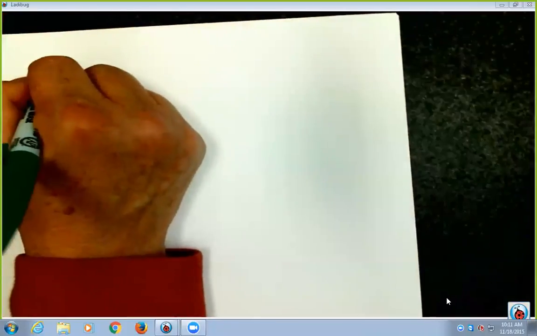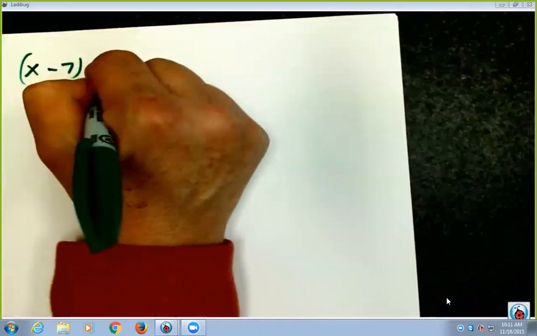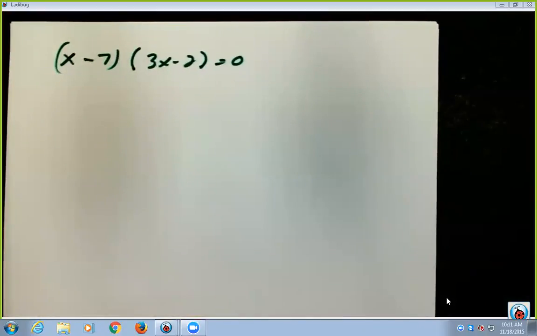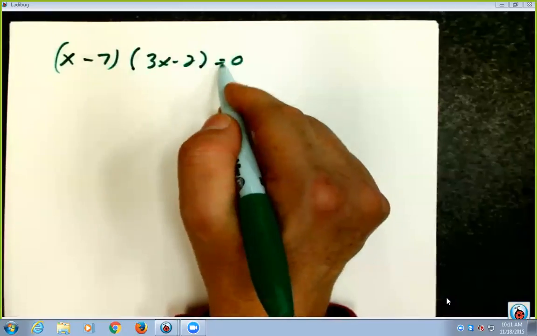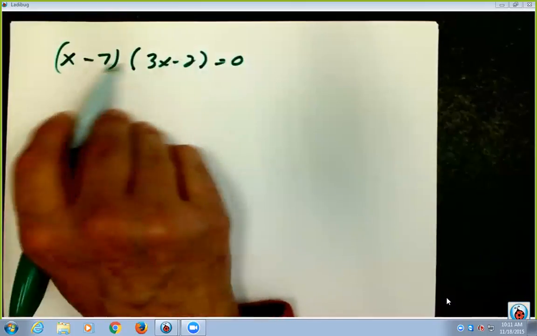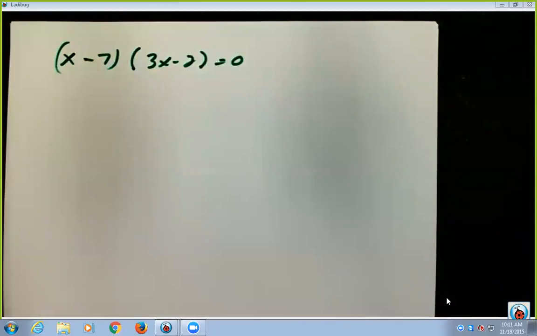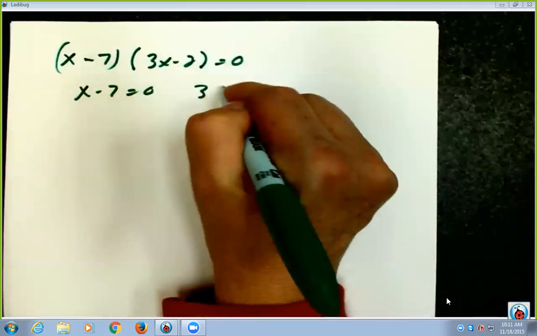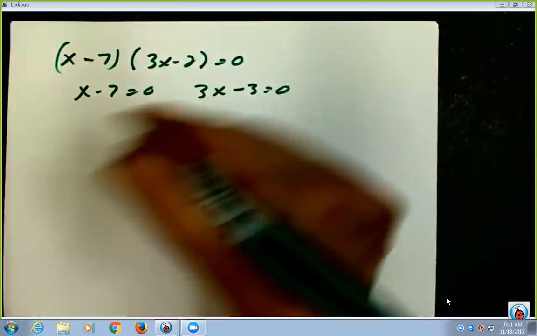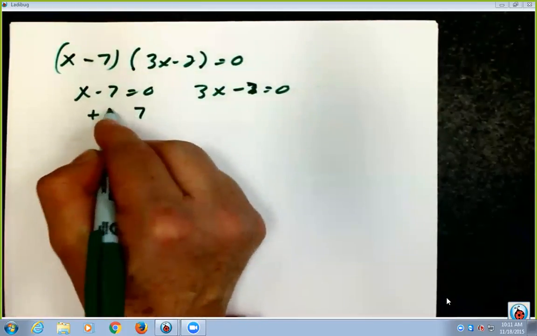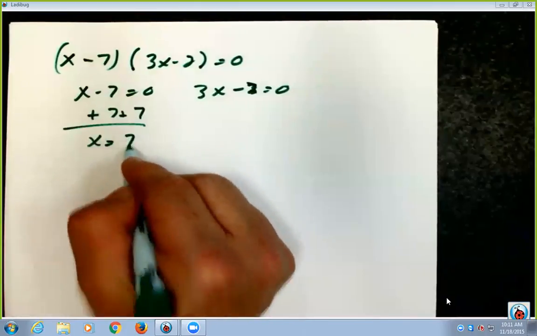Some are factored for you already, like this one. If it's factored for you, all you simply have to do, as long as it's equal to 0, is set each piece equal to 0 and solve them. If it's equal to something else out here, and we'll talk about those in a little bit, we have to multiply this together or FOIL it together and move that number over. But because this is equal to 0, all I need to do is set each piece equal to 0 and solve them.